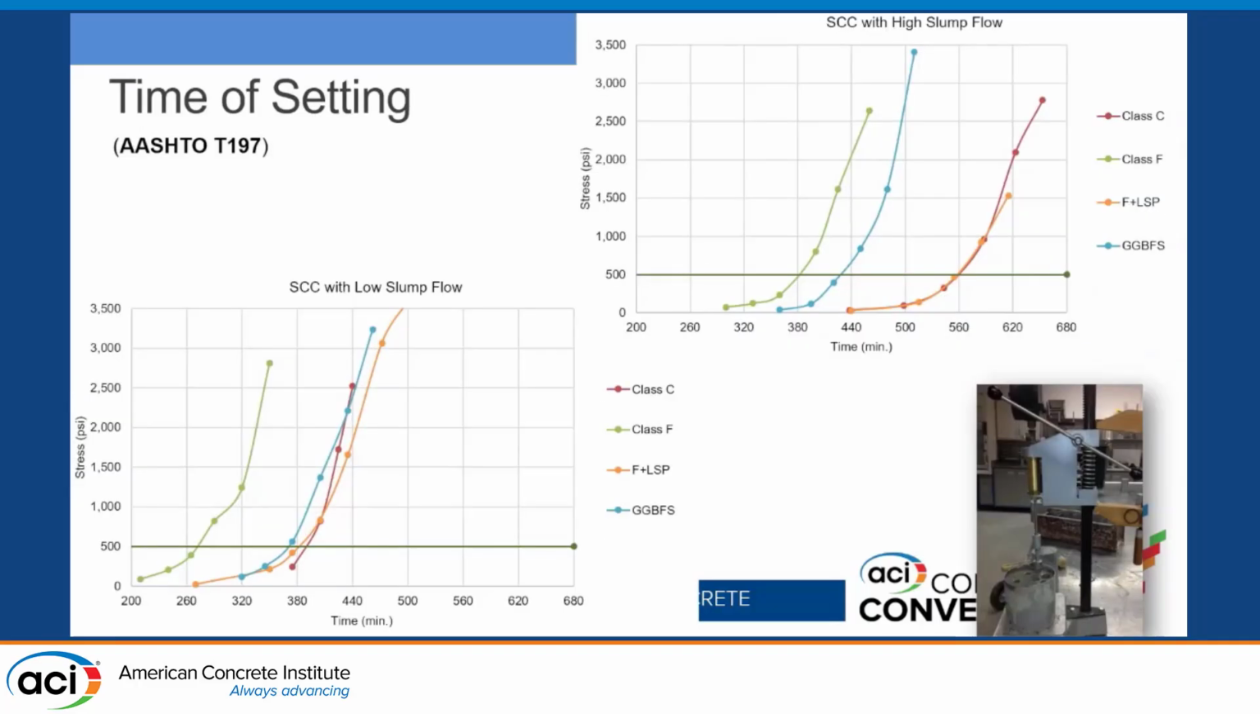Looking at time of setting, it's important in some bridge applications, especially if you want to open it to traffic or continue construction earlier. So this shows the time of setting for mixes with low slump and with high slump, and you can see the one in green, with the class F fly ash, had a shorter time of setting compared to the others. That repeated the same conclusion in both low slump and high slump mixtures. So this is the effect of the SCCM on different fresh properties.